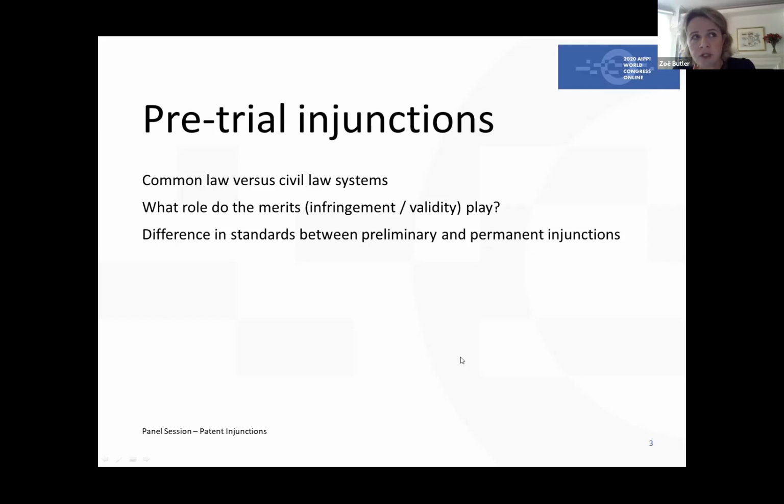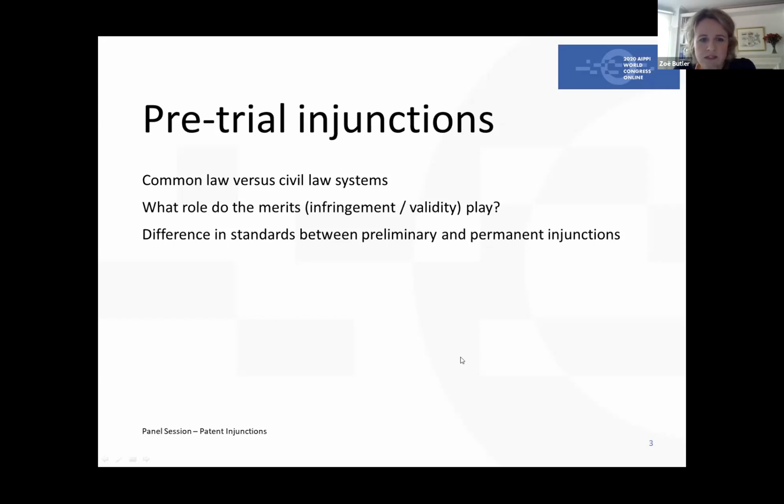So for a permanent injunction in the UK, obviously there's been a full trial and a finding of valid infringement of a valid patent. The starting point for the court is that an injunction is the normal remedy. And so the burden is very much on the defendant to give reasons why an injunction shouldn't be granted.